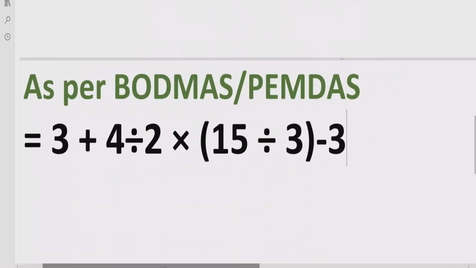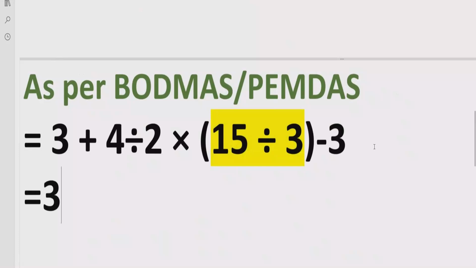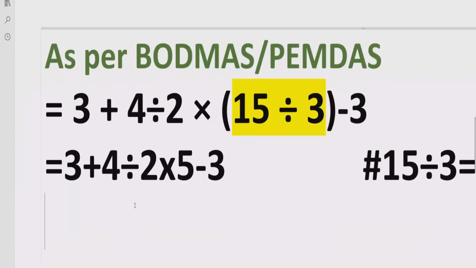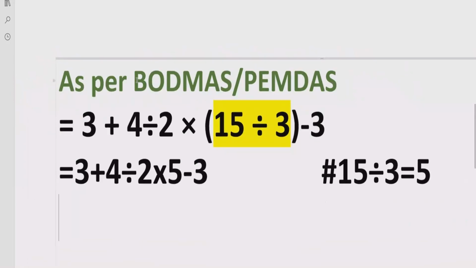Now move forward to solve the given expression. According to the BODMAS and PEMDAS rule, first of all, we have to solve the bracket, which is this one. So first we will write 3 plus, multiply by 15 divided by 3, which is equal to 5. And minus 3, we will write here as it is. And here we have to give the reference: 15 divided by 3 equals 5.